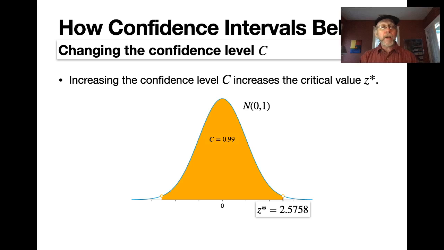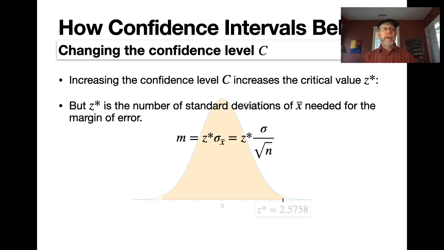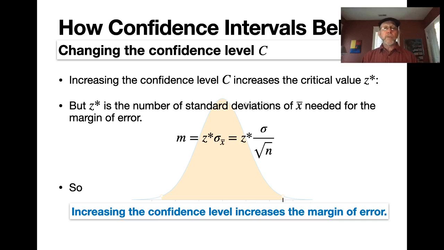But that Z star value does increase as the confidence level increases. And since Z star is the number of standard deviations of x bar needed for the margin of error, as you see in the formula there, increasing Z star increases the margin of error. So if you increase the confidence level, you ultimately increase the margin of error of the confidence interval.